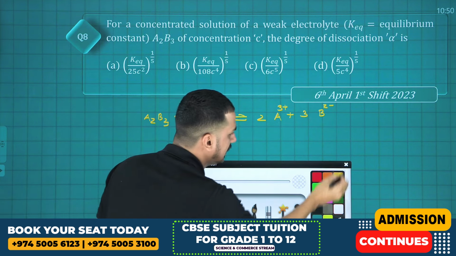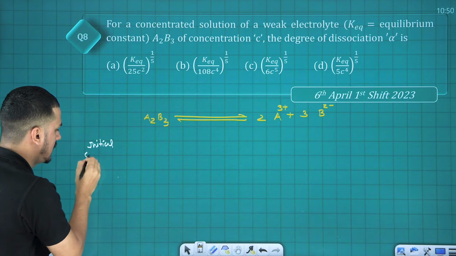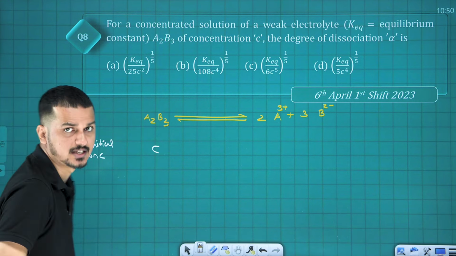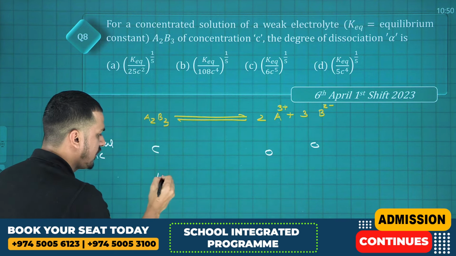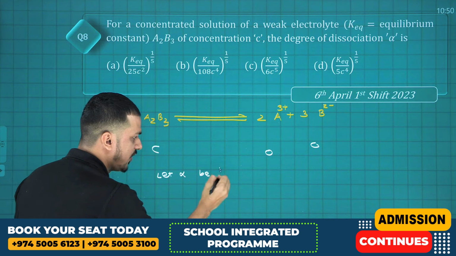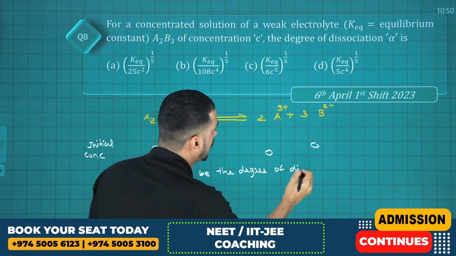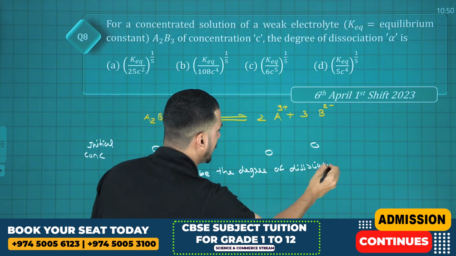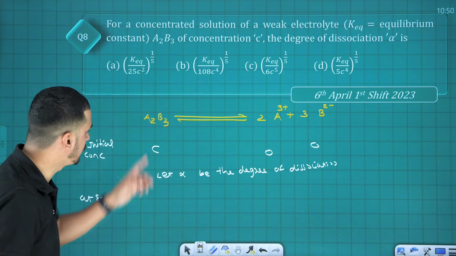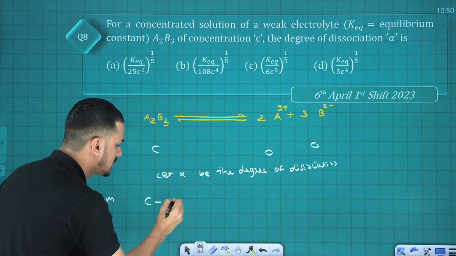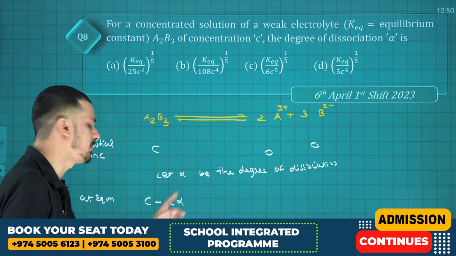Now they have given the initial concentration, and they are asking in terms of concentration. Initial concentration is C, and the product concentrations are 0 at the start. Let alpha be the degree of dissociation, which is already given. Then at equilibrium, how much A2B3 is there? C minus C alpha. Alpha portion of C is reacted, so the remaining is C minus C alpha.